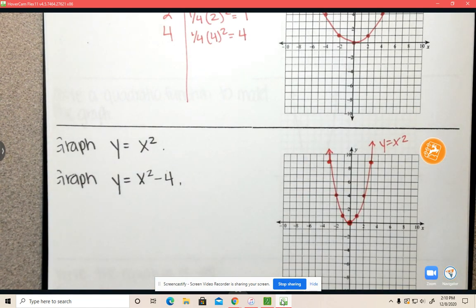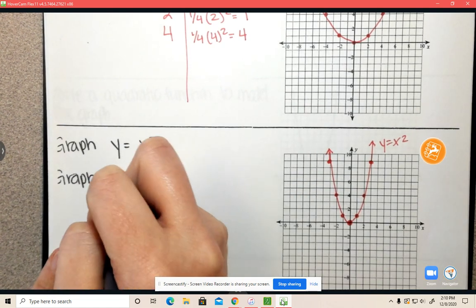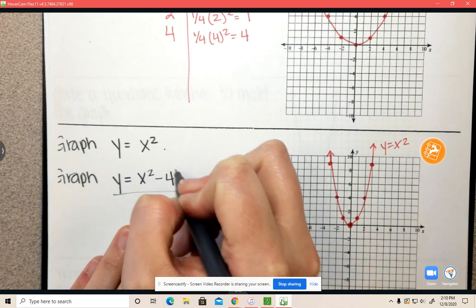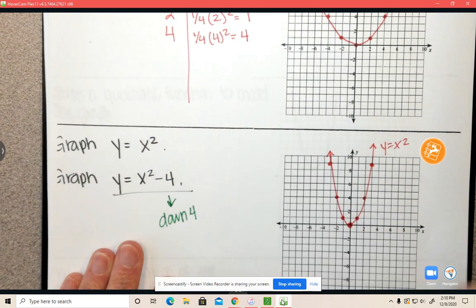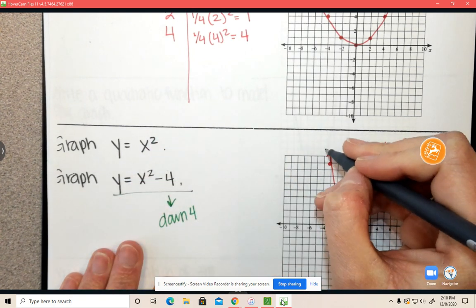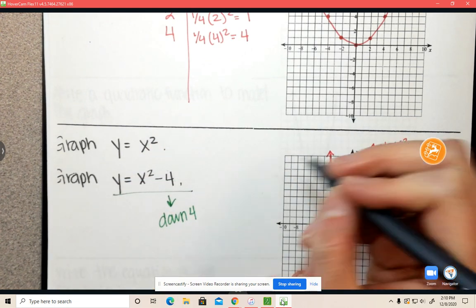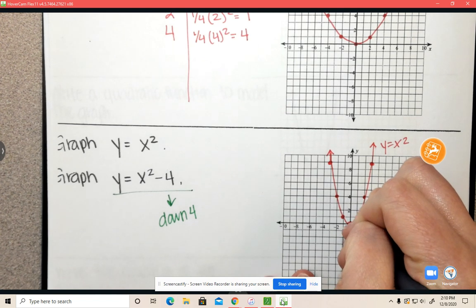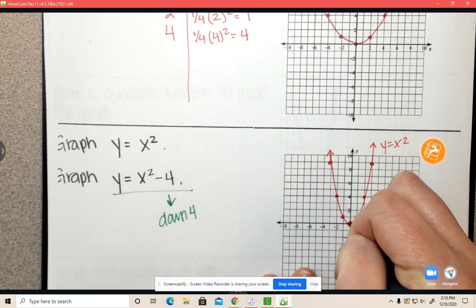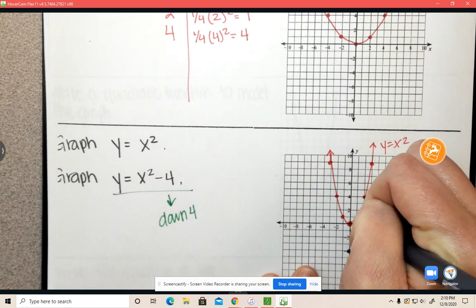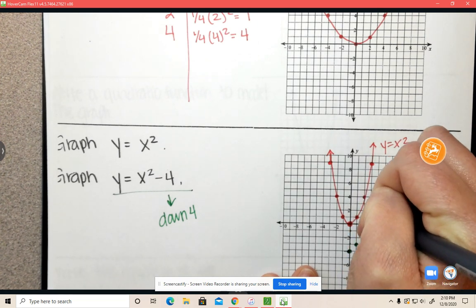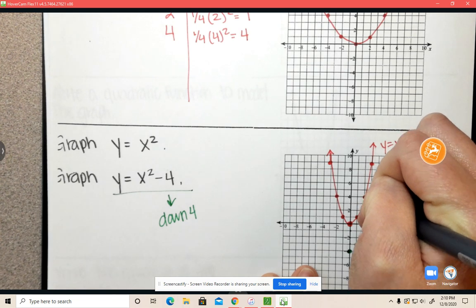Now I'm going to use the same thing. I'm going to use a green to do this one. Now this one has a -4 on the end. So that means I'm going to move down 4. And I'm not doing anything else. So it's the same shape, just moved down 4. So 1, 2, 3, 4. Over 1, up 1. Over 1, up 3. And over 1, up 5.